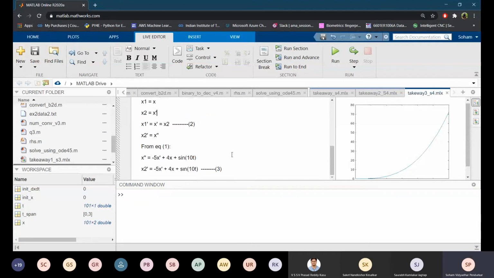Okay. After ODE45, I was planning to give you something about linear programming and LSQ curve fit. So I'll quickly go on and do that too. So let's get rid of this.